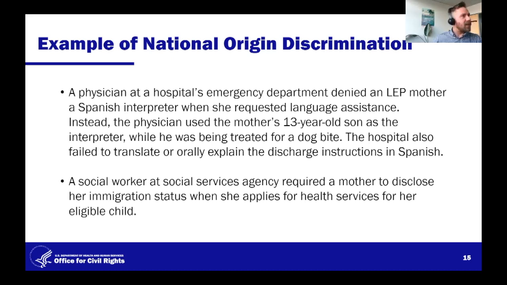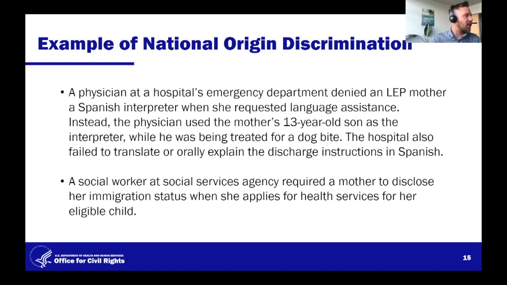So let's go through an example of national origin discrimination and the two types of national origin discrimination. On top, a physician at a hospital's emergency department denied an LEP mother a Spanish interpreter when she requested language assistance. Instead, the physician used the mother's 13-year-old son as the interpreter while he was being treated for a dog bite. The hospital also failed to translate or orally explain the discharge instructions in Spanish. So that would be an example of national origin discrimination in a language access context.